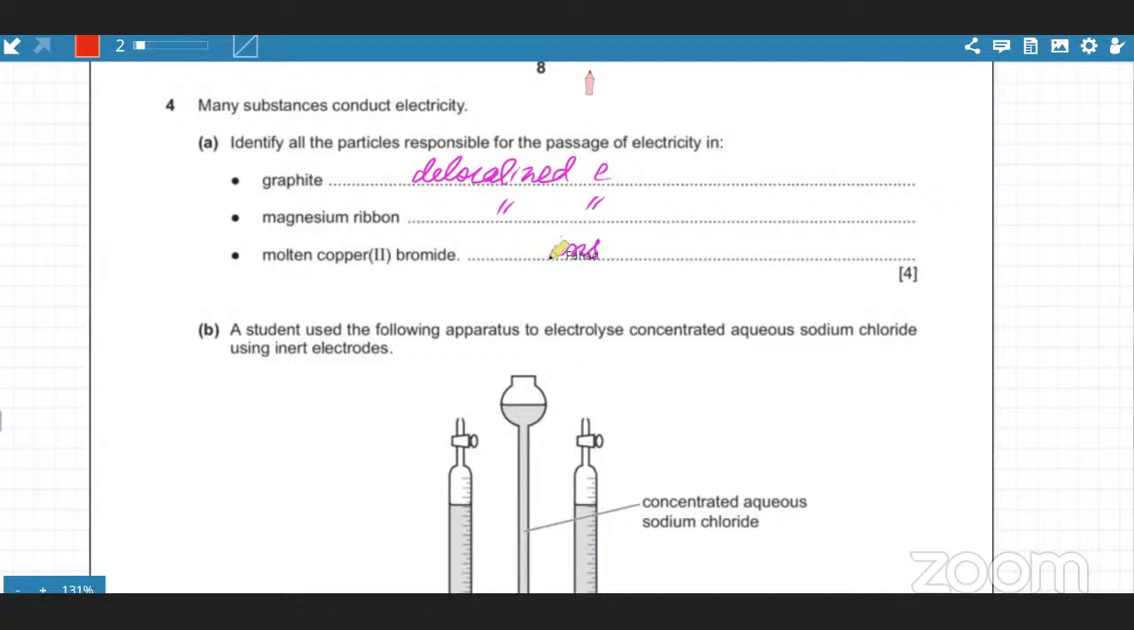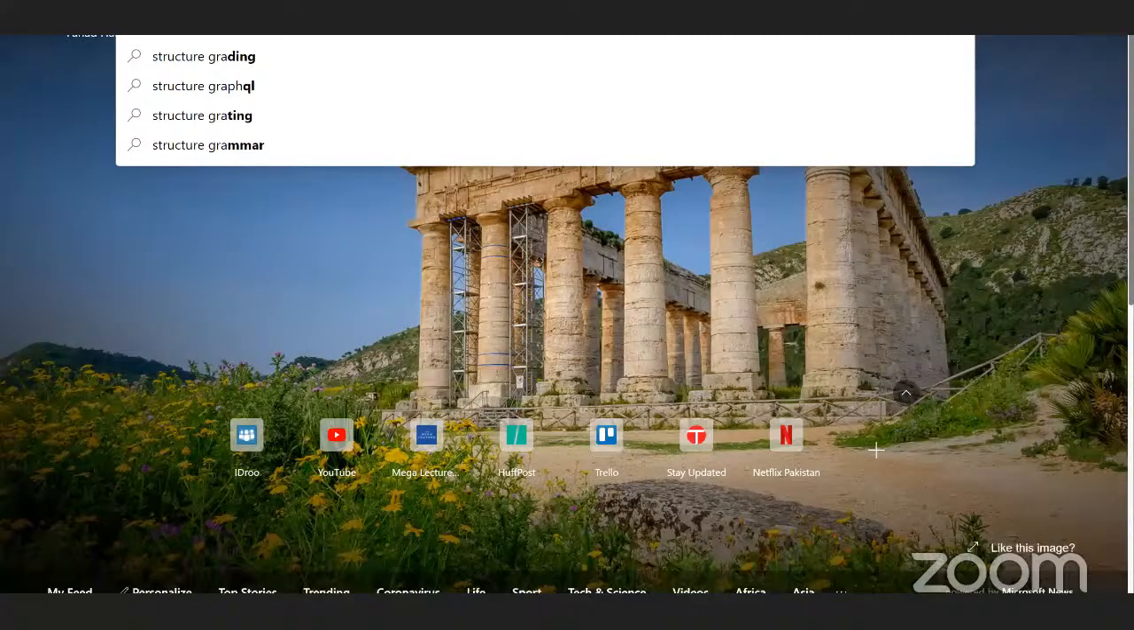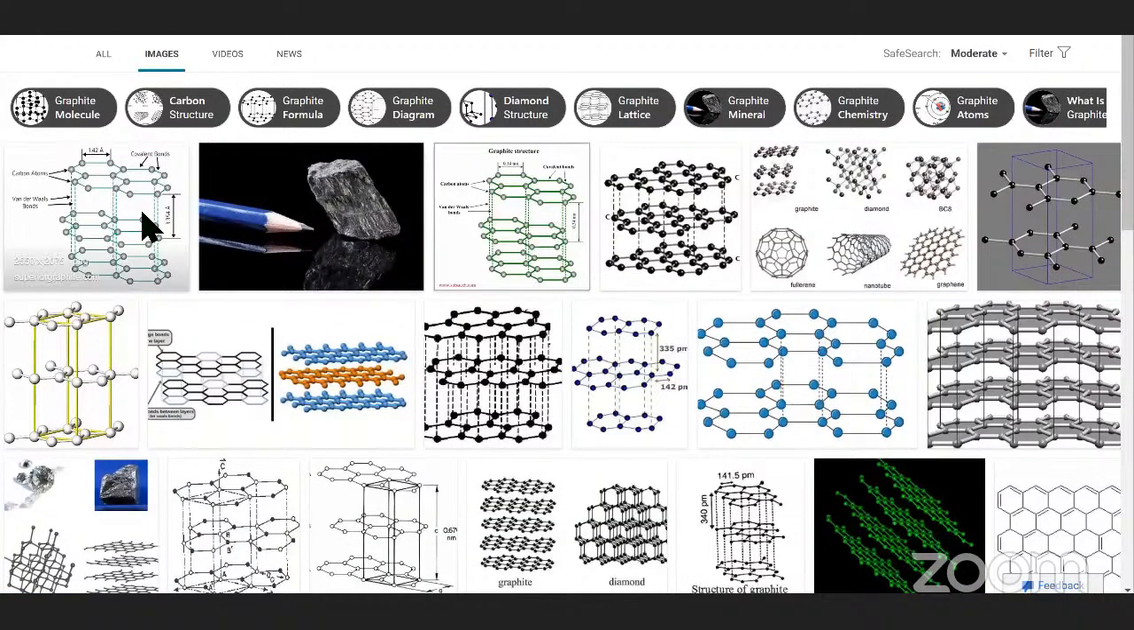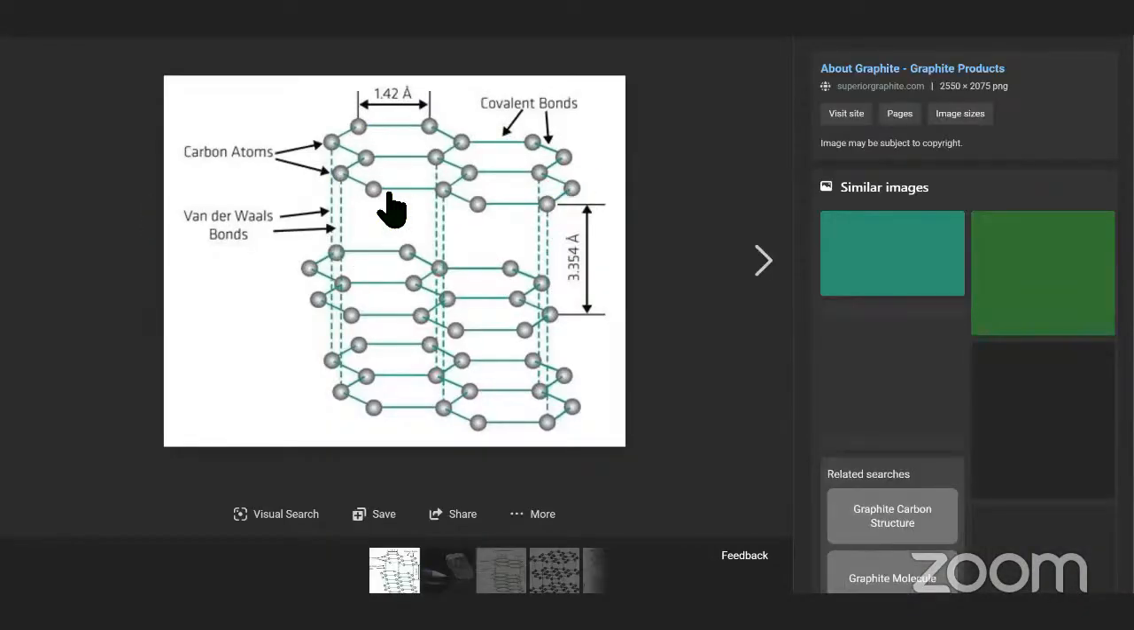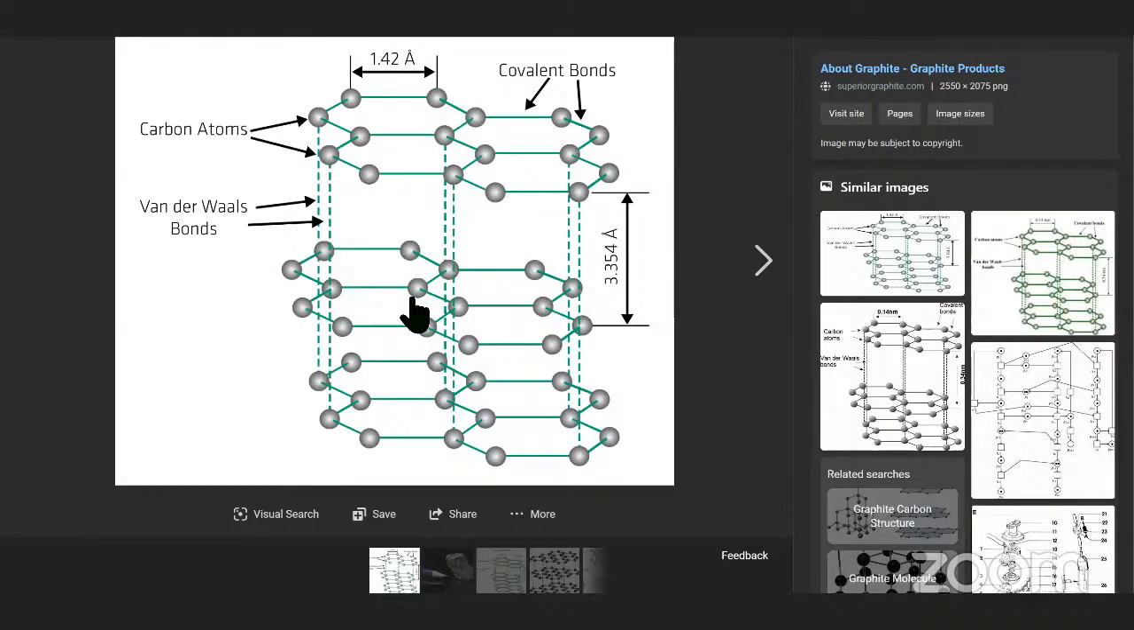We can just quickly Google all those structures. Structure of graphite. Just 1 second. Just for revision's sake, this over here is the structure of graphite. Ignore all the other things. In graphite, carbon is bonded to 3 atoms, so it's a layered structure.